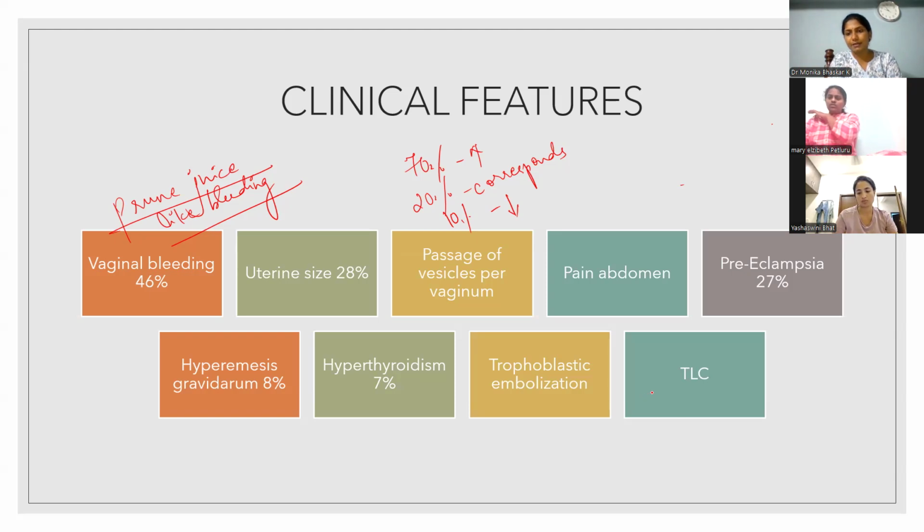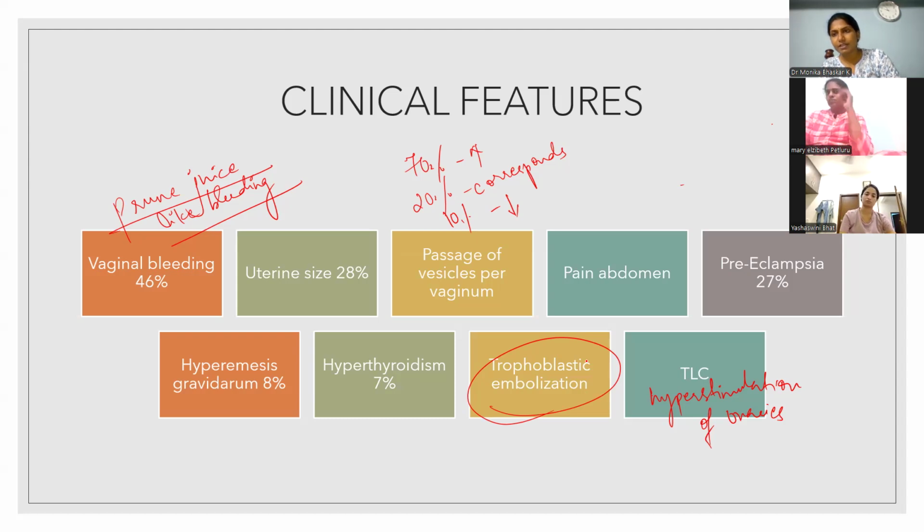This is mainly because of the hyperstimulation of the ovaries. So because of hyperstimulation of ovaries, there is presence of theca lutein cysts. And usually in the complete molar pregnancy, this trophoblastic embolization also is very common. So this trophoblastic embolization occurs, and that is why if the mother comes with sudden breathlessness or hemoptysis, or if she comes with sudden onset of seizures or paralysis, you have to rule out molar pregnancy.